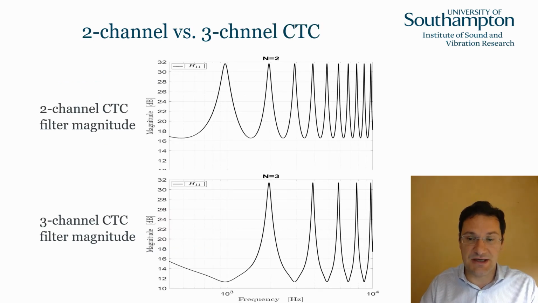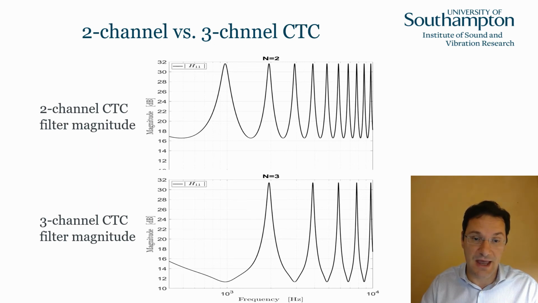This concept is more clearly illustrated by this plot. So we see the magnitude of one of the crosstalk cancellation filters in the top plot for a two-channel system and in the lower plots for a three-channel system. We can clearly see that the first peak, the third, the fifth, and so on, correspond to inefficiencies of the in-phase modes.